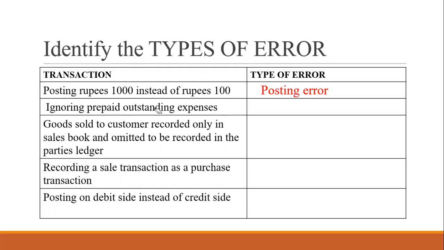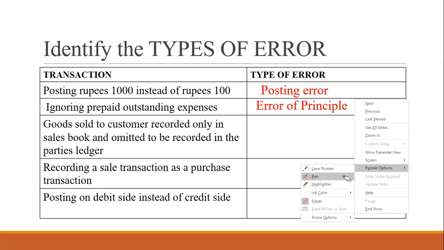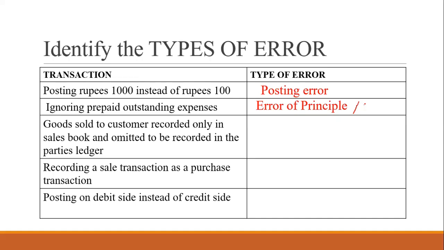Next, ignoring prepaid outstanding expenses. The answer is okay. Now in this you can have both the answers. You can note both the answers. Here it can be error of principle as well as complete omission. Both the answers would have been perfectly okay. Both would have been right. It is error of principle as well as omission. Perfect. Both the answers would be considered right.